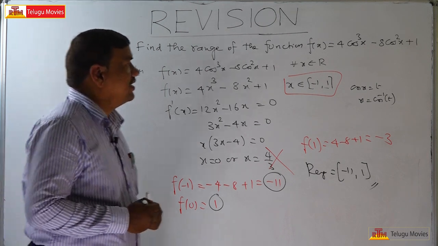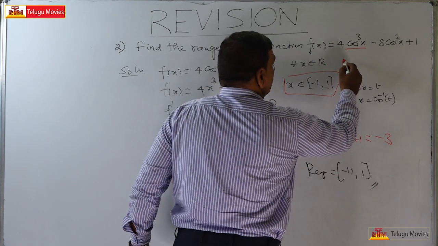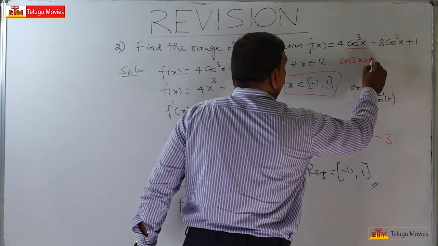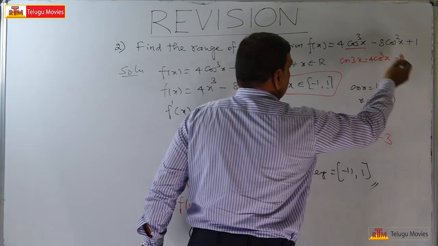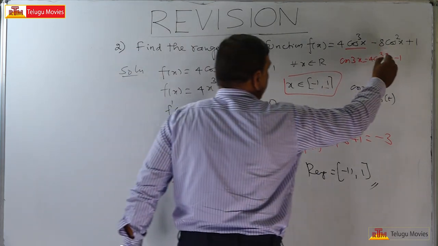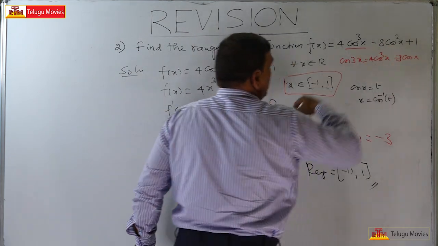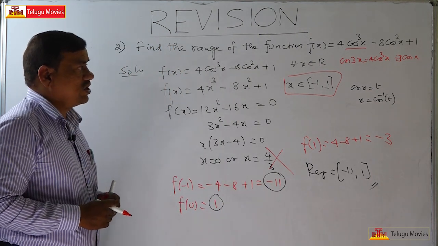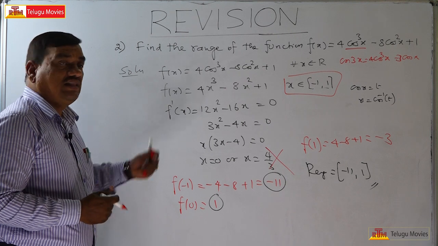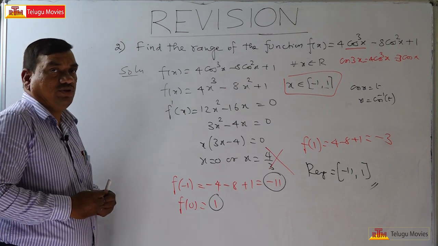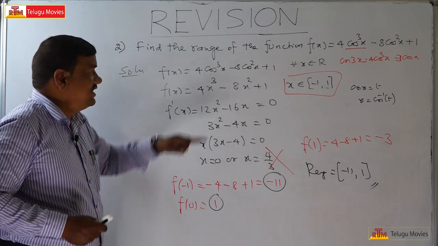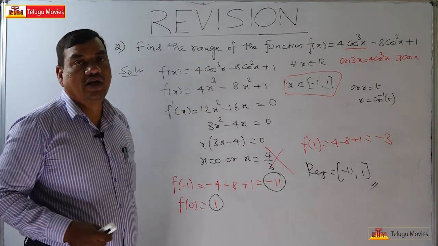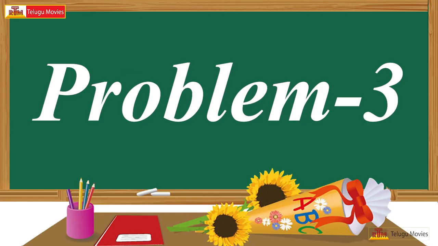So, one idea is in place of cos cube x, the cos 3x formula is there: 4 cos cube x minus 3 cos x. And for cos square x, there is 1 plus cos 2x by 2. Like that you can proceed. Okay, I hope that you understand this technique. Okay, now, let us go to the next problem.